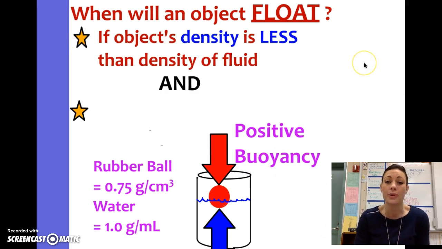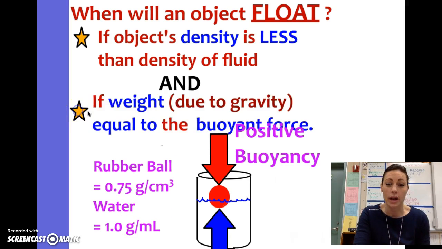An object will float if the density of the object is less than the density of the fluid that it's in. For example, this rubber ball floats on the surface of the water because it has a density of 0.75 grams per cubic centimeter, and the water has a density of 1 gram per milliliter. Remember, that's a liquid, so the unit of density is different. So since the rubber ball has a density less than water, then it floats.